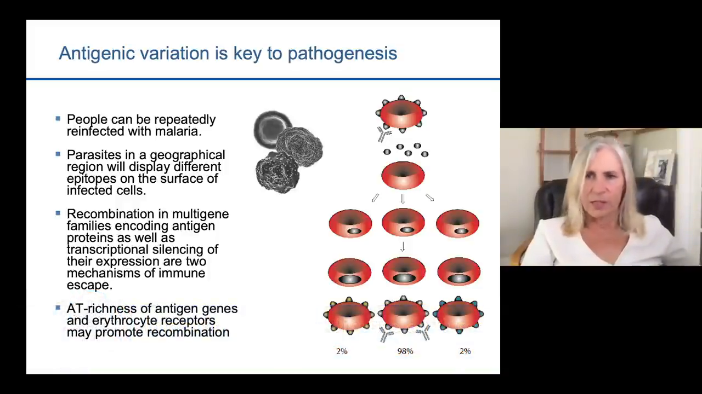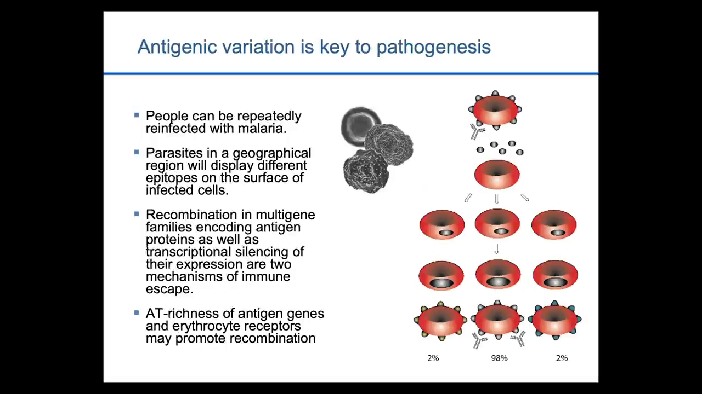So many of the cases that we see in the United States come from people that were exposed to malaria as a child, thought they could handle it, went back to their home country, and then discovered that they could no longer handle it. The AT richness of the genome actually encourages a lot of recombination, which is essential to the pathogenesis of the parasite.